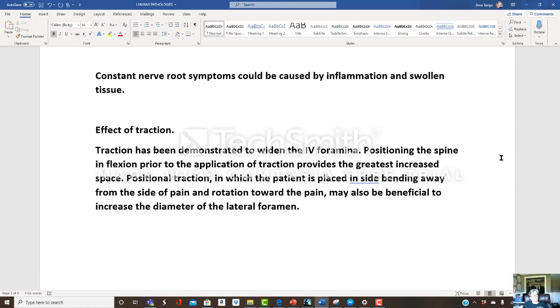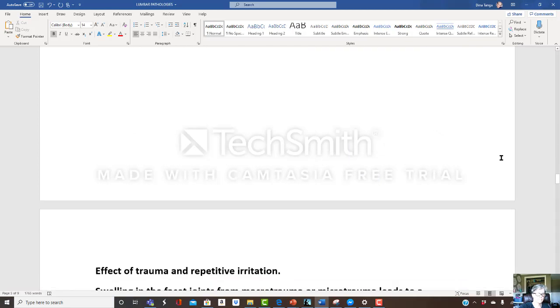Effective traction. Traction has been demonstrated to widen the IV foramina. Positioning the spine in flexion prior to the application of traction provides the greatest increased space. Positional traction, in which the patient is placed in side bending away from the side of pain and rotation toward the pain, may also be beneficial to increase the diameter of the lateral foramen.